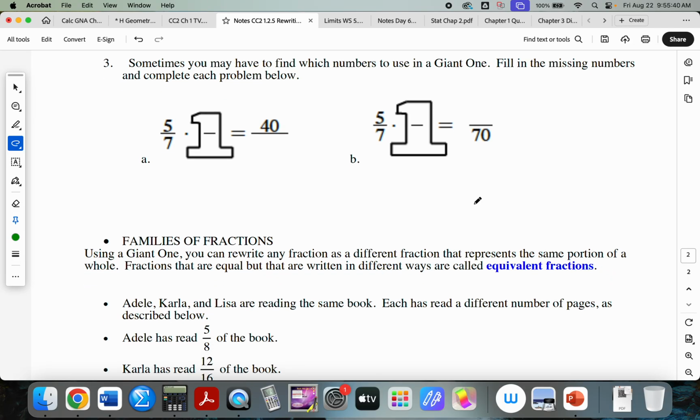So on these, they want you to figure out, well, what do we want to use as our giant 1? So if I've got 5/7 times some giant 1, we're going to get 40 over something. What did I multiply the numerator by? Yes, sir? 8. So I have to multiply the denominator by 8. And 8 times 7 is 56.